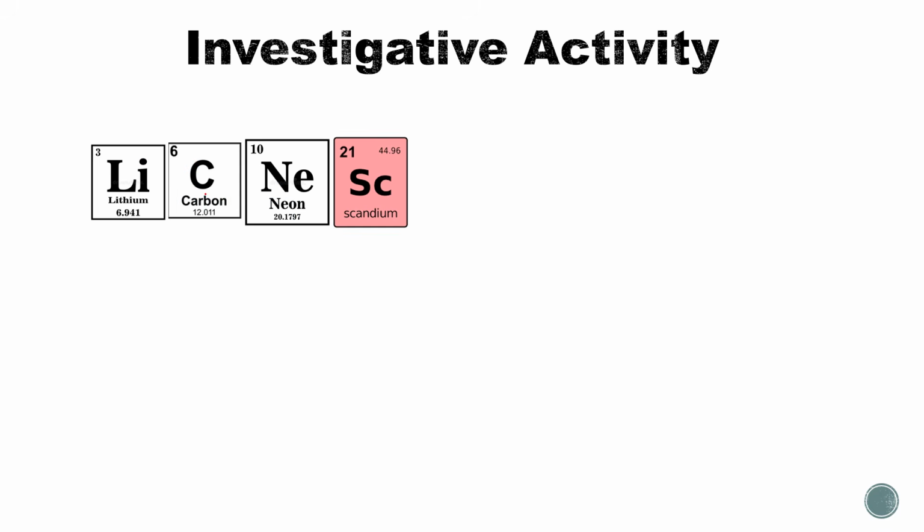Okay, so let's try an investigation, guys. I want you to write down the electron notation for the following atoms: lithium with 3 electrons, carbon with 6 electrons, neon with 10 electrons, and scandium with 21 electrons. Now you can stop the video and write down the electron notation for each one of them.